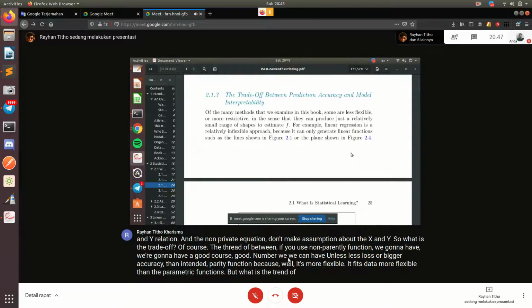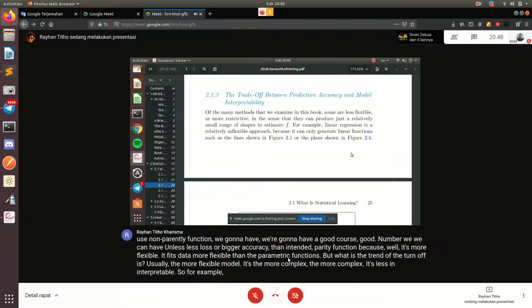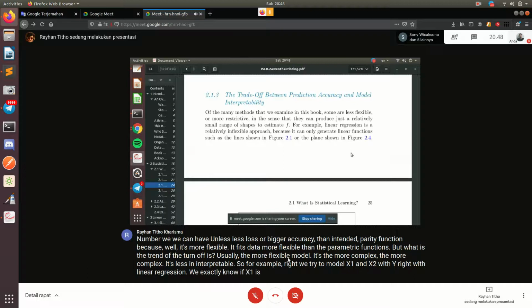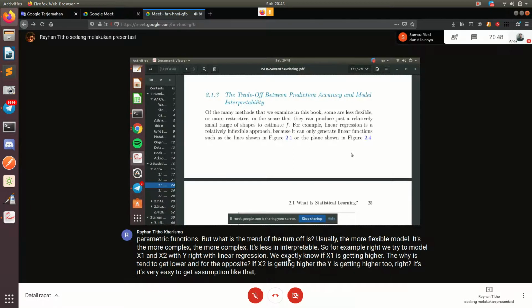The trade-off is usually the model: the more complex it is, the less interpretable. Like when we model with linear regression, we exactly know if x1 is getting higher, the y tends to get lower, and for the opposite, if x2 is getting higher, and so on. It's easy to get assumptions like that in a parametric function, which is a less flexible method.